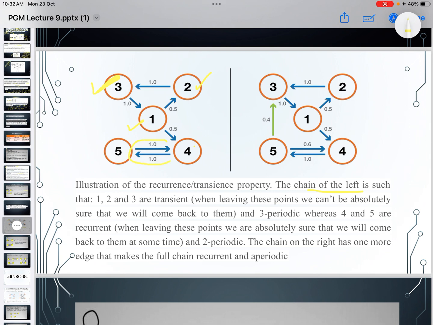Why? Because you see there is a double arrow. When there are two arrows, we say that it is recurrent. Why? Because when you are leaving these points, you are absolutely sure that you are going to return to them. We will come back to them at some point. So if you are leaving 5, then again you are going to enter 5. If you are leaving 4, you are entering 4 also.